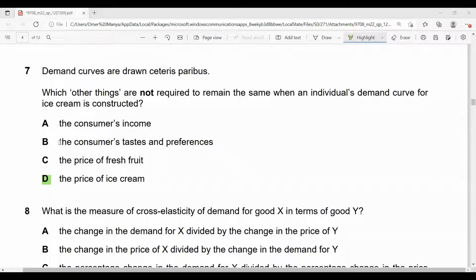Now, A, B, C are other variables that could impact the relationship, and therefore we consider them constant. For example, the consumer's income, their taste and preferences, the price of fresh fruit, which could be considered a complement. All of these variables, if altered, could change the demand for ice cream, and therefore would change the demand curve being studied.